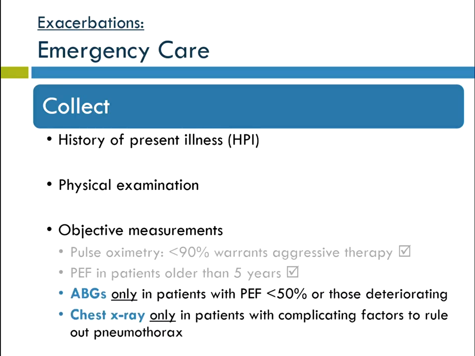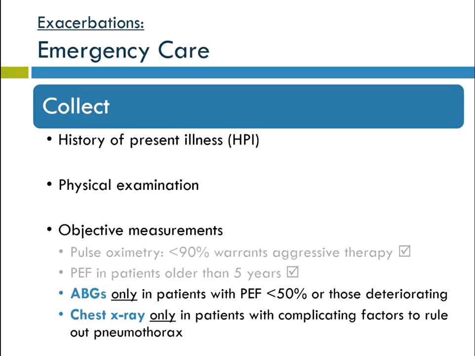At this point, we are now considering our ABGs, arterial blood gases. When you get there, you'll know the ABGs. But we're only doing that in patients whose PEF is less than 50% or who are rapidly deteriorating, because at that point we're trying to figure out if they're in respiratory acidosis or alkalosis or compensation.